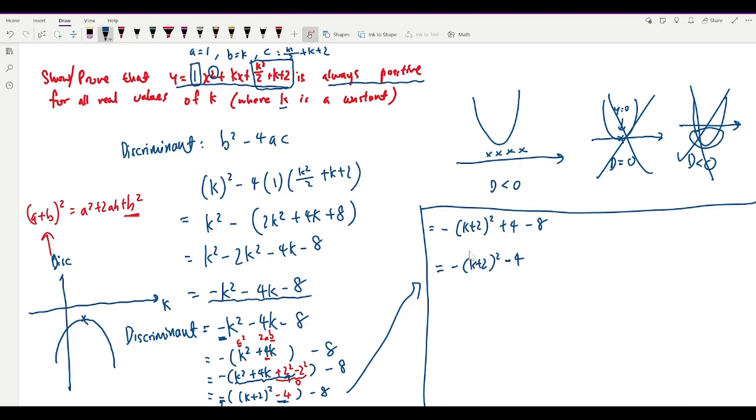Okay, so let me rewrite this. The discriminant can be written as negative k plus 2 squared minus 4. The thing about the completed square term is that it tells us what the maximum or minimum value is just by looking at this expression. Just the intuition behind it. We know it's an n-shaped curve because if we expand this bracket, we're going to get negative k squared plus something minus 4. So the negative coefficient of k squared implies that it's an n-shaped curve. So it will be a maximum value that we are looking for.